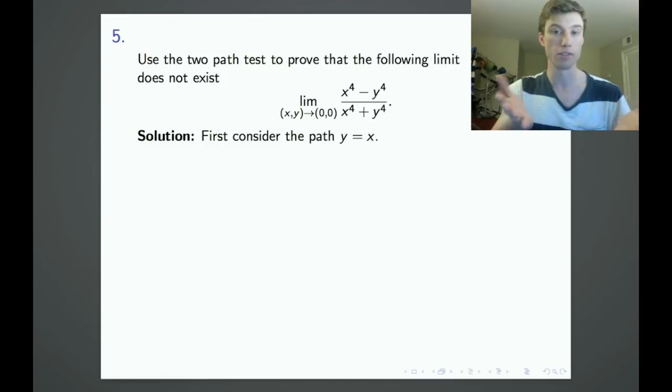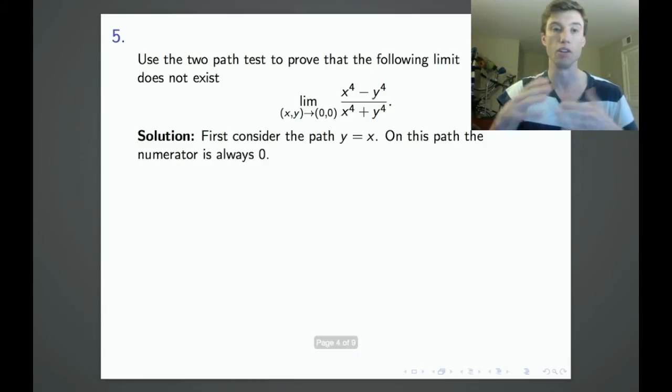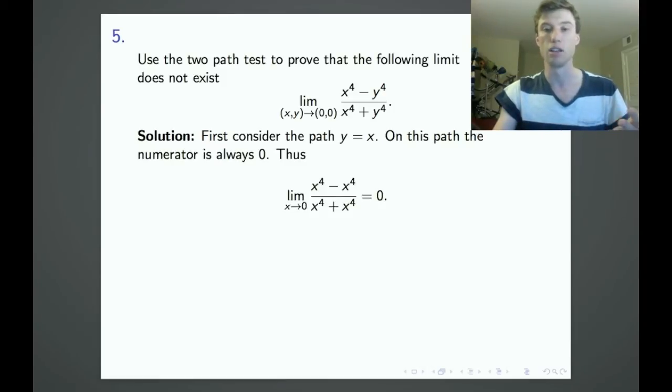So I'm going to first consider the path y equals x. Observe that on this path you have in the numerator x to the fourth minus x to the fourth. Thus the numerator is always 0, and along this path, if you take your limit, the limit of the function, which is constantly 0, is 0, as you approach 0. So along this path, the limit is 0.